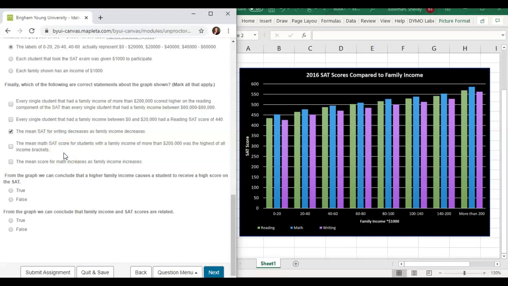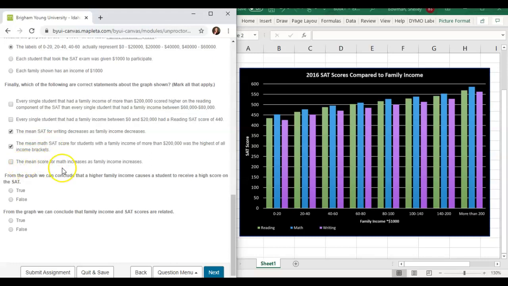The mean math SAT score for students with a family income of more than 200,000. So we have 200,000 here. Math is blue. Was the highest of all the income brackets. It actually is the highest mean math score. So that's true. The mean math SAT score for students with a family income of more than 200,000 was the highest of all the incomes. That's correct.